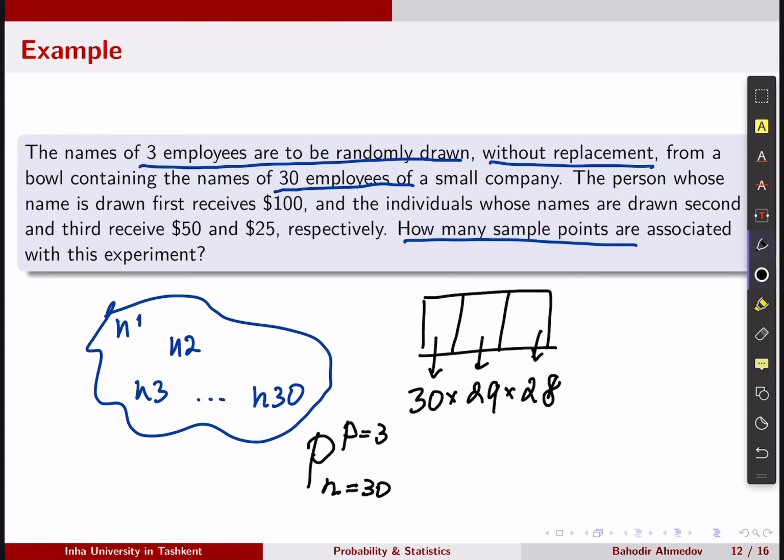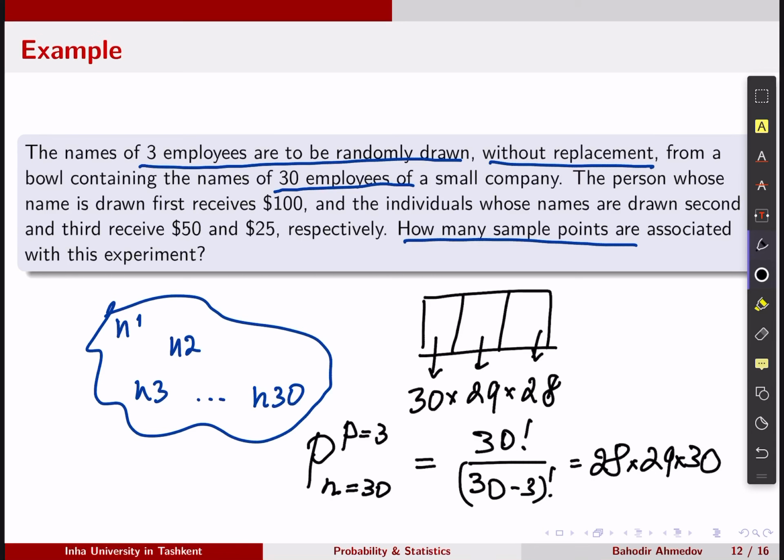So we have 30 distinct objects, and we need to choose 3 of them, where the order is important, right? Choosing a person first or second is important because they are going to get different amounts of money, right? So order is important. It's going to be 30 factorial divided by the 30 minus 3 factorial. It's going to be 30 factorial divided by 27 factorial, which is 28 times 29 times 30. So this is roughly what the permutations mean.